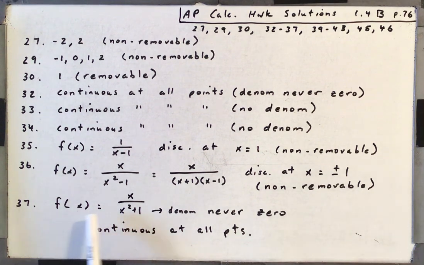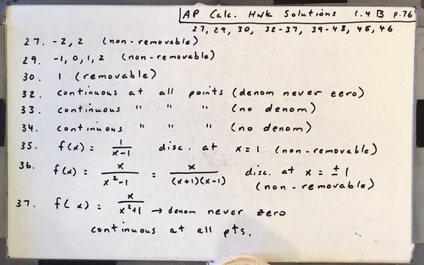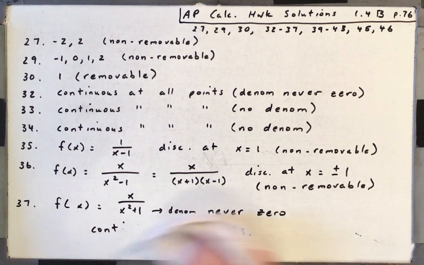All right, 37, x over x squared plus 1. Again, just like one we had earlier, you can't make x squared plus 1 zero. No matter what you plug in, it's going to be a positive number. So the denominator is never 0, and we are continuous at all points. All right, so pause the video if you need to, and I will erase this and start up with number 39.